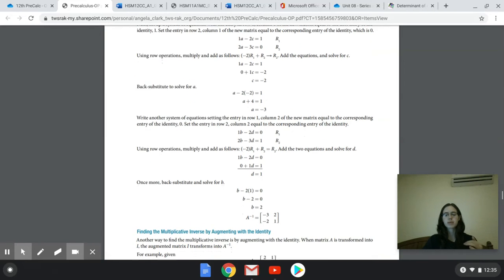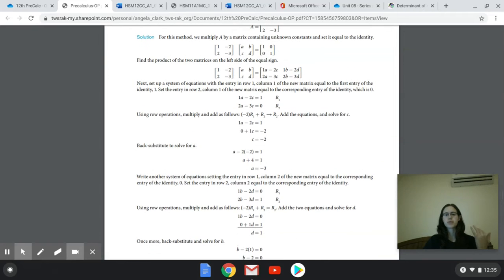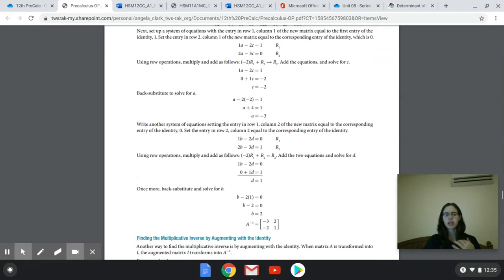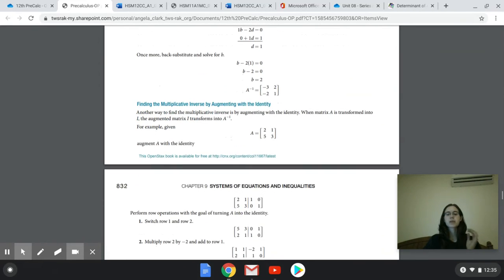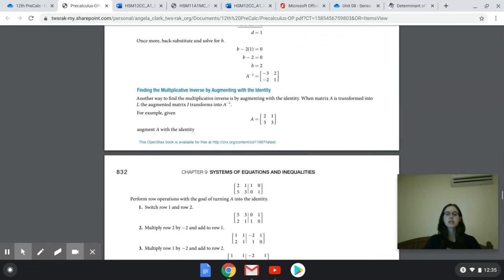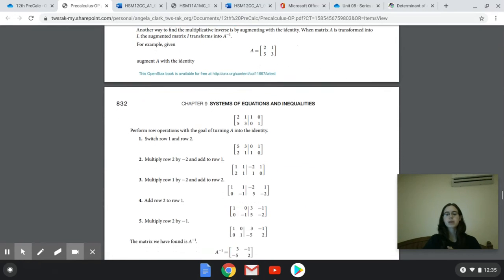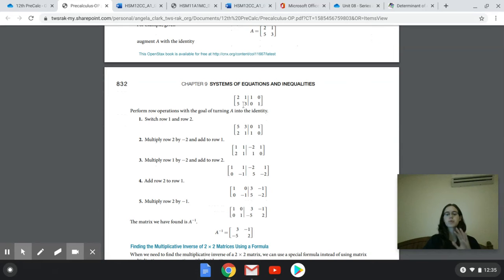But there are easier ways to do this. So I want to talk about that. This is the most brute force way of figuring it out. There are easier ways, so let's talk about those. The next way I want to talk about is by using an augmented matrix where one side of your matrix is the original matrix and the other side is your identity. And basically what we're going to do in this strategy is use Gaussian elimination to get this into reduced row echelon form.